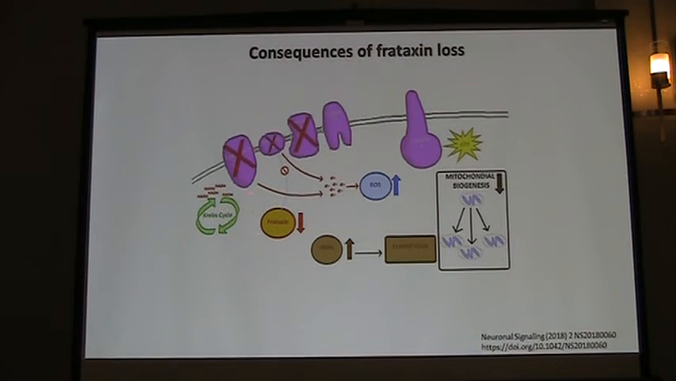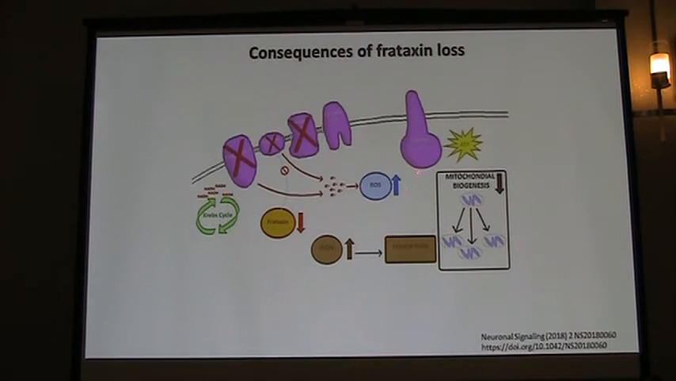Also, because frataxin levels are low, the level of iron starts to go up, and this induces a process called ferroptosis, which is a cell death that is a direct consequence of increased iron inside the mitochondria.